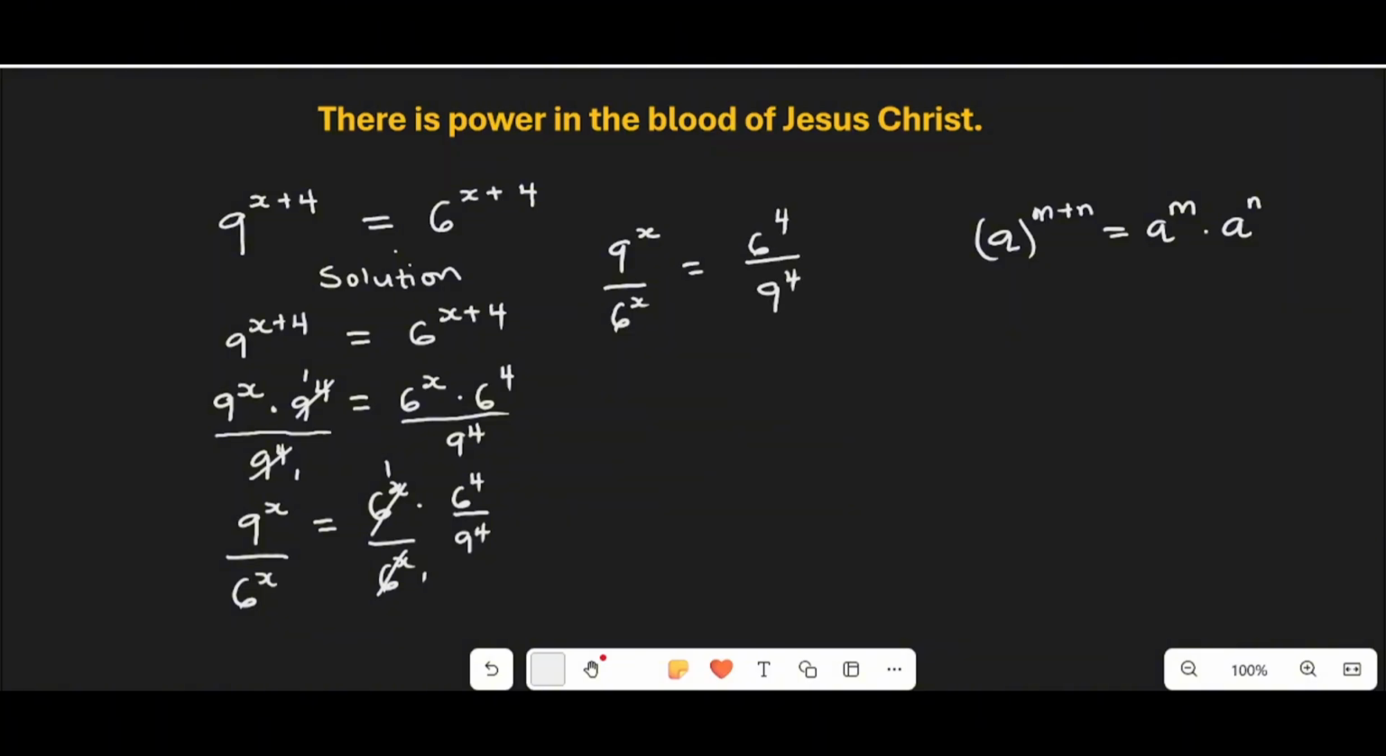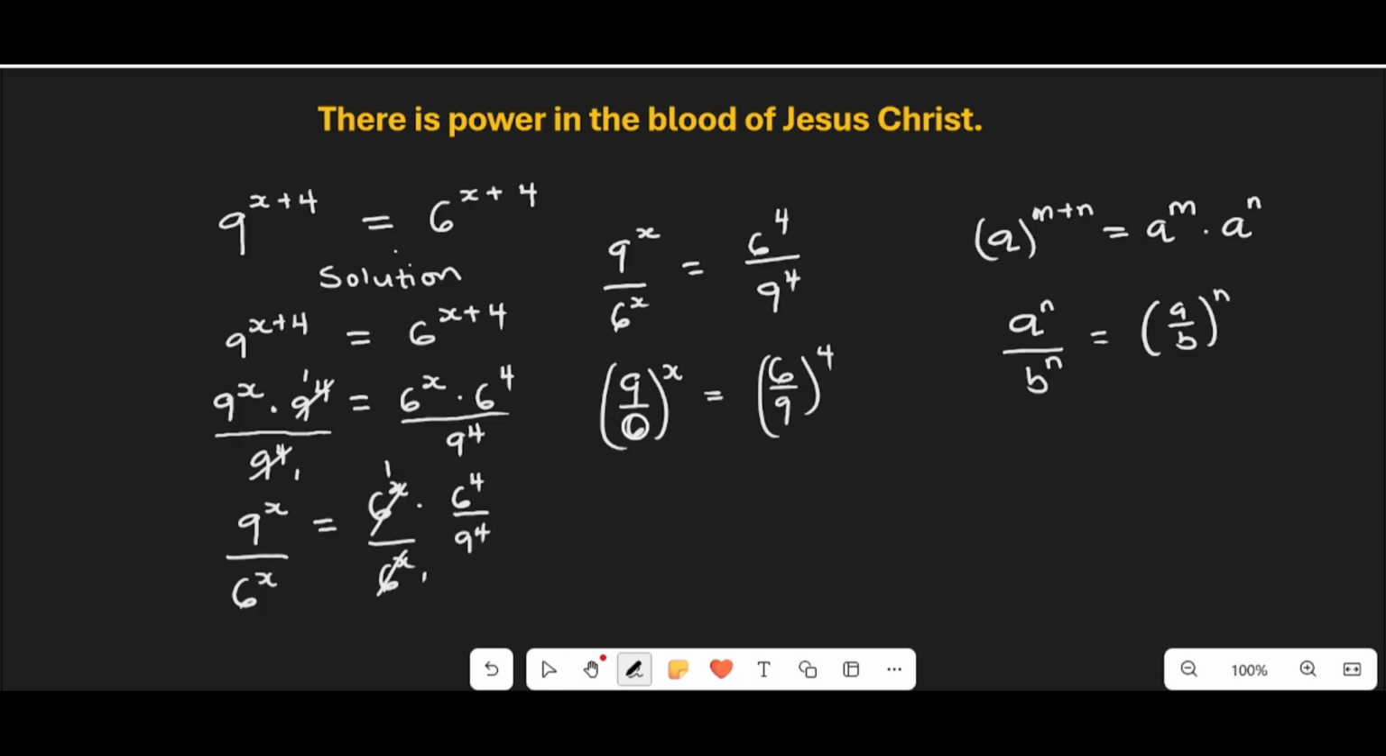raised to power 4. Now recall this, that if we have a raised to power n over b raised to power n, it is simply equal to a over b all raised to power n. So I can rewrite this equation as follows: 9 over 6 all raised to power x equal to 6 over 9 all raised to power 4.